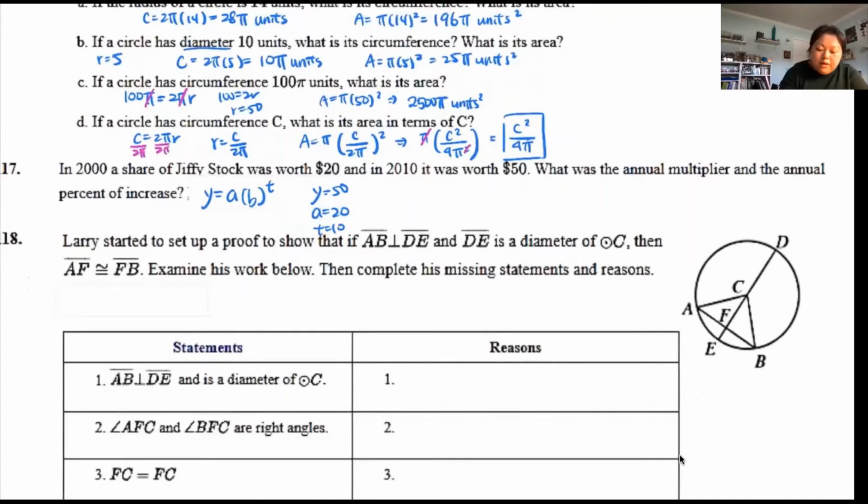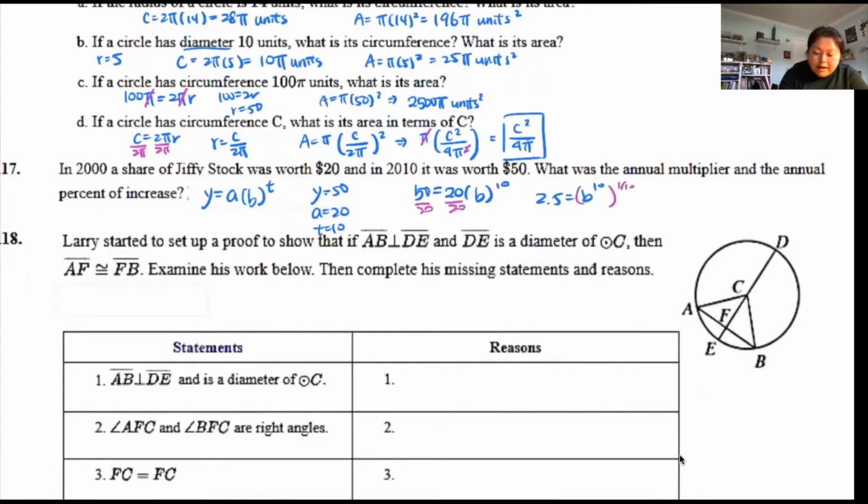Okay, so we can plug in everything we know. 50 equals 20 times b to the 10th power. First thing we want to do is divide by 20 on both sides, so I can get the numbers to work out nicely. So 50 divided by 20 gives me 2.5 equals b to the 10th power. Now to get rid of that, you take it to the 1/10 power.